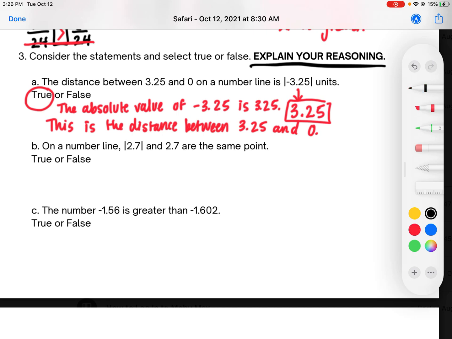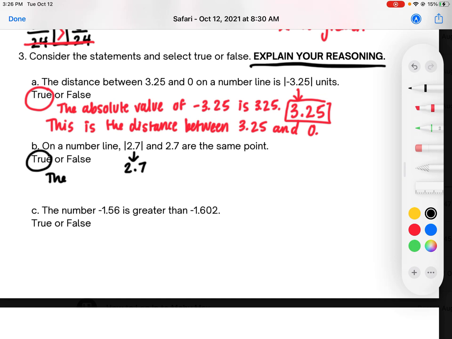This says, on a number line, the absolute value of 2.7 and 2.7 are the same point. So what is the absolute value of 2.7? We talked about it's just the distance from 0 and it's always positive. That would mean it's 2.7. So when we read this with a simplified version, it says on a number line, 2.7 and 2.7 are the same point. Now, of course, that's true because they're literally the same number, right?